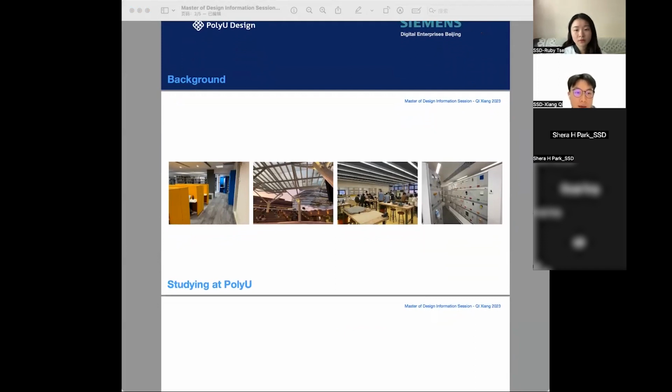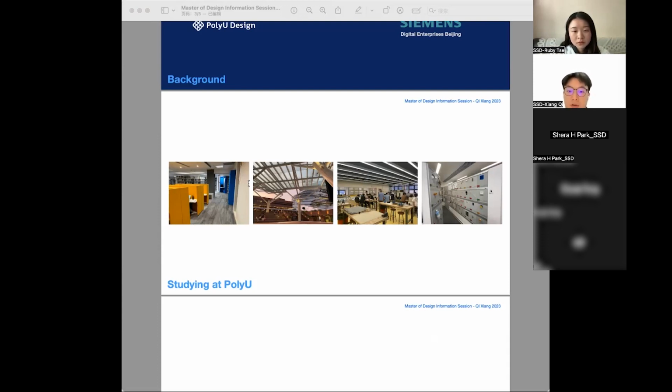Next, why I chose PolyU. First, I wanted to apply for the service design program, and then I wanted to choose a different university because my high school and my bachelor's degree studies were at CAFA. So I had almost 10 years of studying at an art school. I wanted to experience a different learning environment.